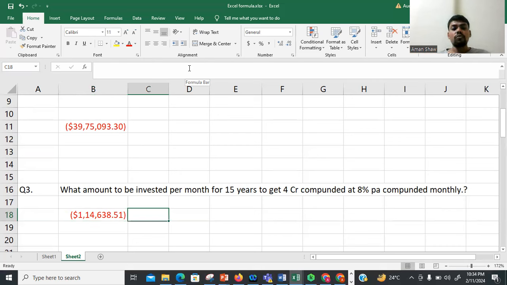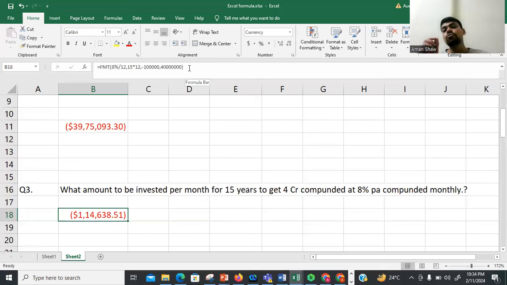Okay. Now, one more use of this formula. PMT is used to calculate two things. One is a series of cash outflows for achieving a target. There, PMT can be used. The second thing is, suppose you are getting a loan. Suppose you are buying a car or you are buying a house.